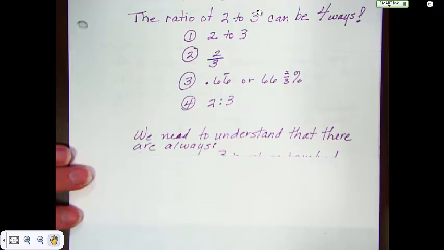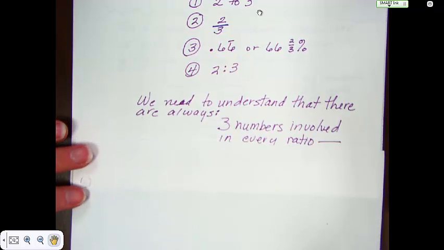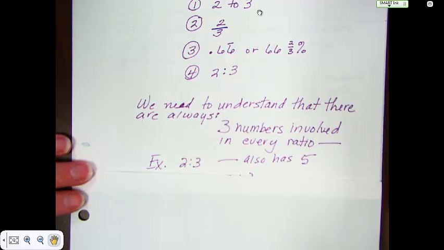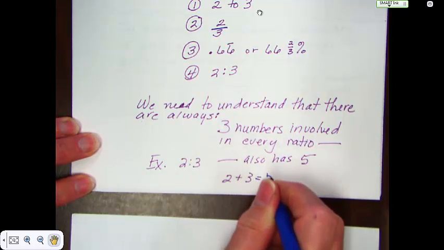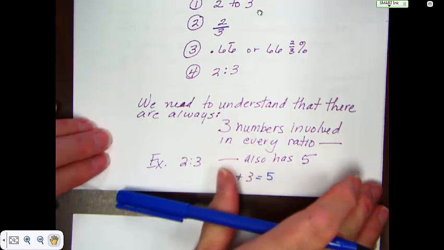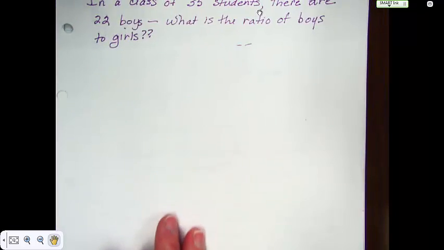Now, we need to understand that when it comes to ratios, there are always 3 numbers involved. Now you say, how can that be? Well, if you have the ratio 2 to 3, you also have 5 involved, because 2 plus 3 equals 5, and 5 is the total number of items in that ratio. And that comes into play a little bit more when we're looking at this next part.